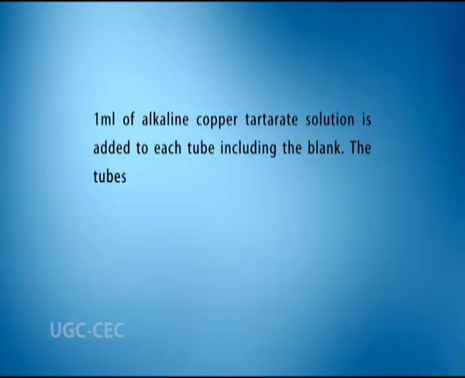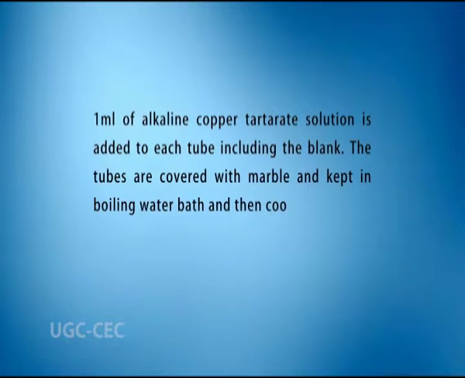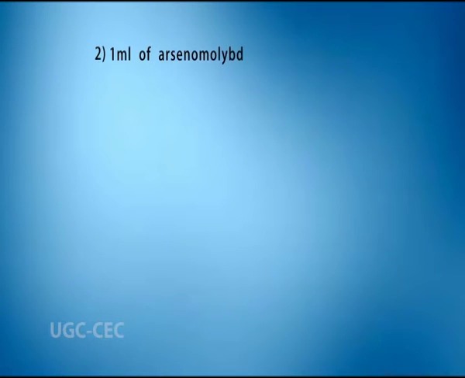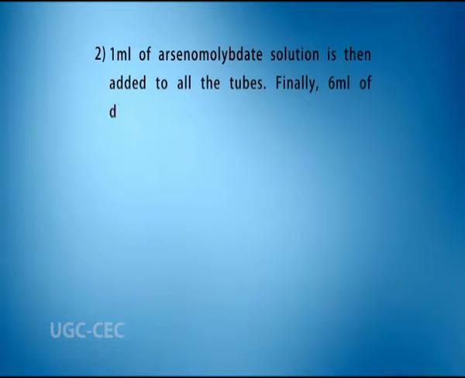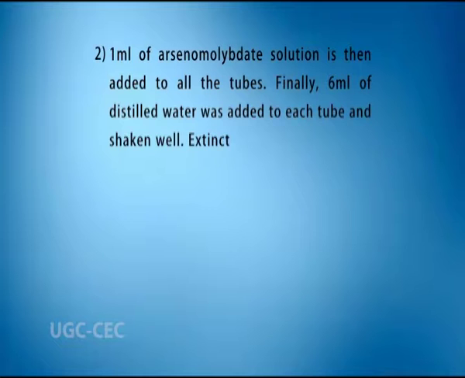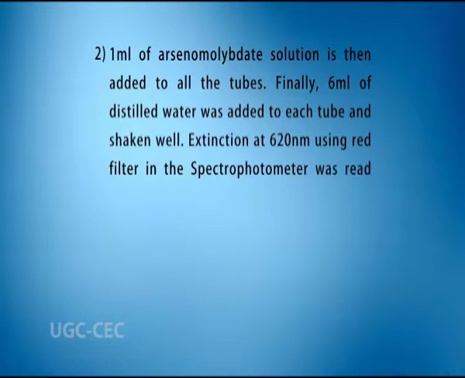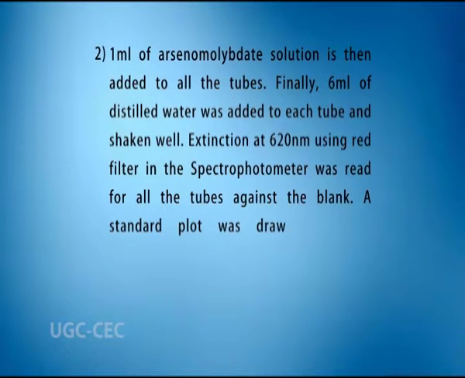1 ml of alkaline copper tartrate solution is added to each tube including the blank. The tubes are covered with marbles and kept in boiling water bath and then cooled. 1 ml of arsenomolybdate solution is then added to all the tubes. Finally, 6 ml of distilled water is added to each tube and shaken well. Extinction at 620 nanometer using red filter in the spectrophotometer is read for all the tubes against the blank.